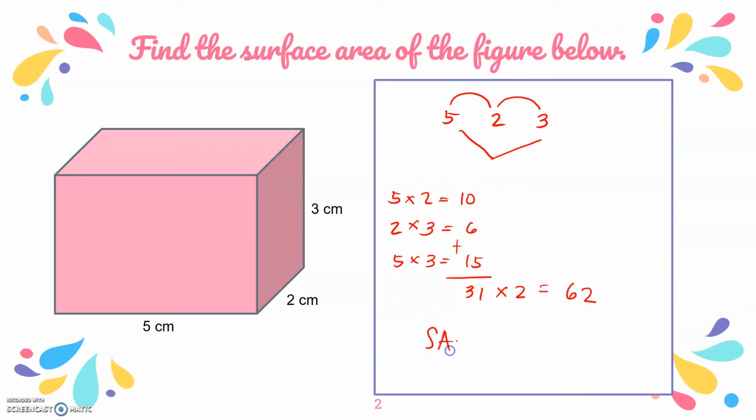Therefore, the surface area of this rectangular prism here is equal to 62 square centimeters. Do not forget the correct unit of measurement.